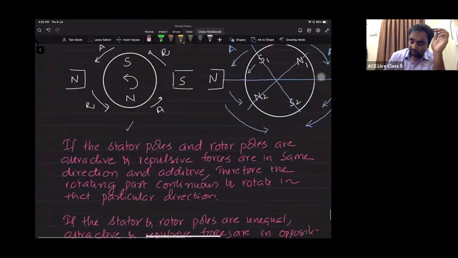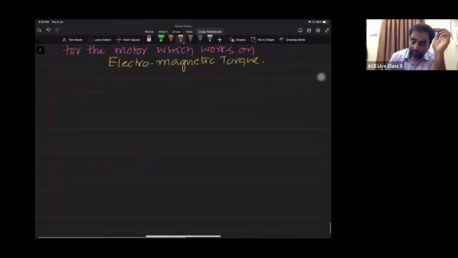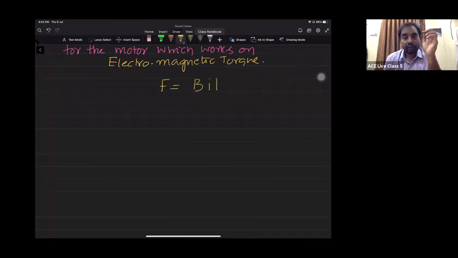So according to your Lorentz law or motor law, what is that principle? F is equal to BIL. So if you want to have motoring, then what are the conditions we need to satisfy? B, L, and through that L, there has to be some current I. If these three conditions are satisfied, then there will be a force acting, and because of that force, the rotor or the armature will rotate.